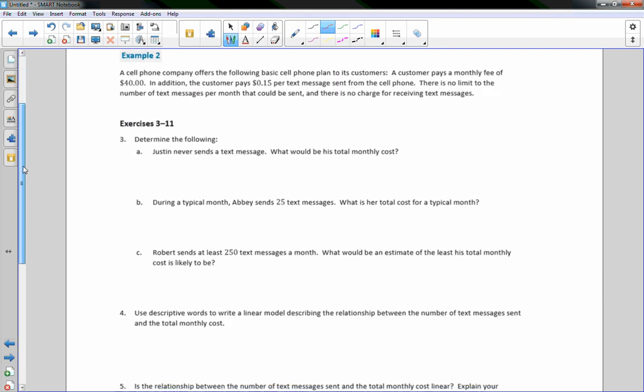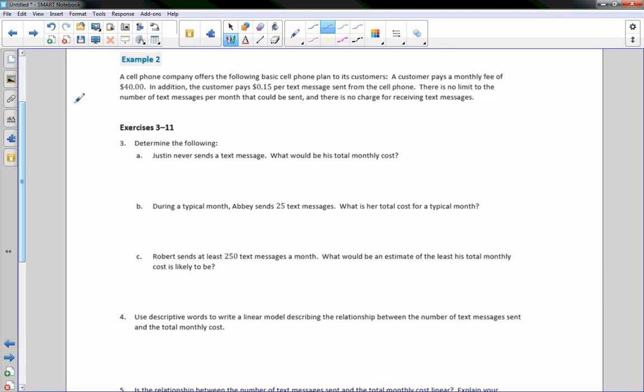Okay, example two. A cell phone company offers the following basic cell phone plan to a customer. A customer pays a monthly fee of $40. Okay, that is a constant. In addition, the customer pays 15 cents per text message. So that is a coefficient. And text message T is the variable.